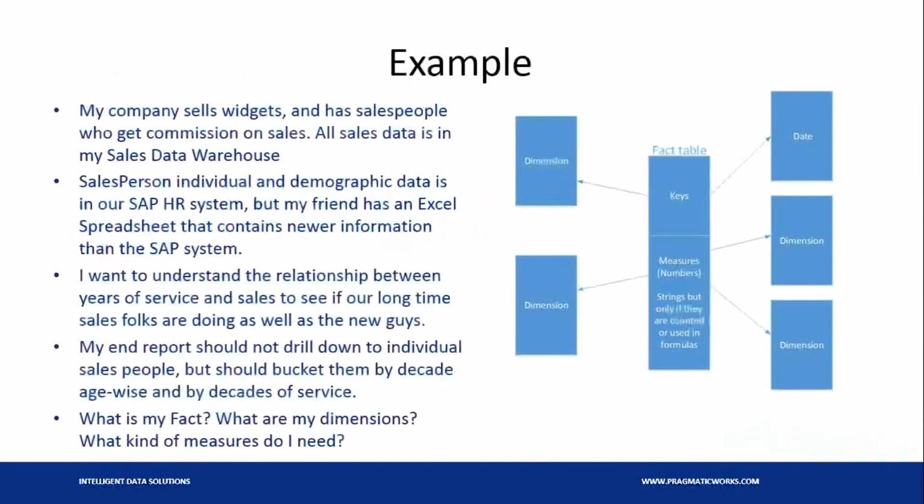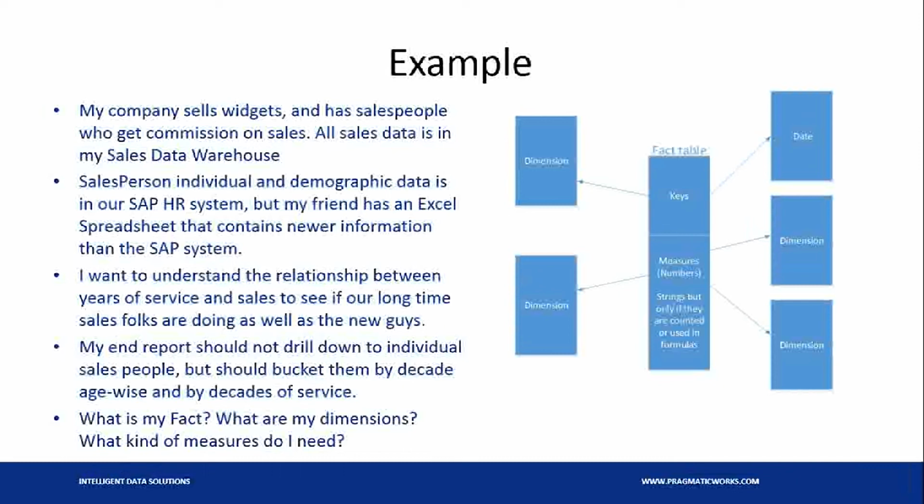I do have an exercise that if you take a look at this at the end, I've given you some information here, and I've given you an example of how we would go through this process and how I would look at it to build out a star schema. So if this was my case, I sell widgets, I have salespeople. This is probably not the most politically correct solution analysis, but I want to know if our longtime sales guys are doing as well as the new guys. And I want to know, are our longtime sales guys the older guys or are they the younger guys? So I'm going to build this report out.